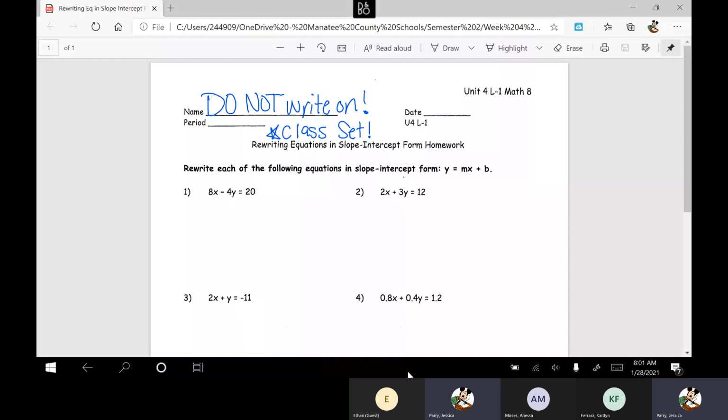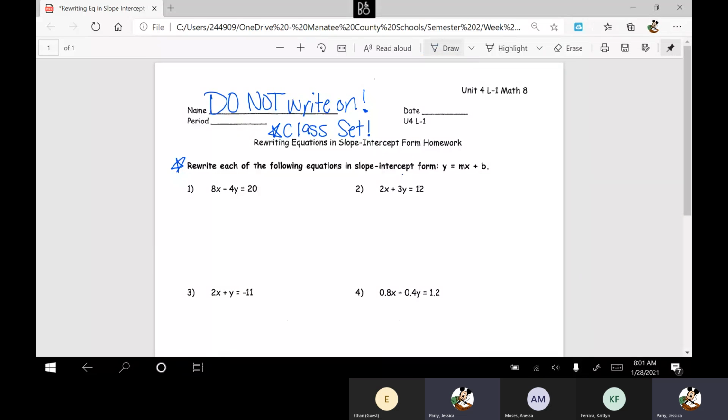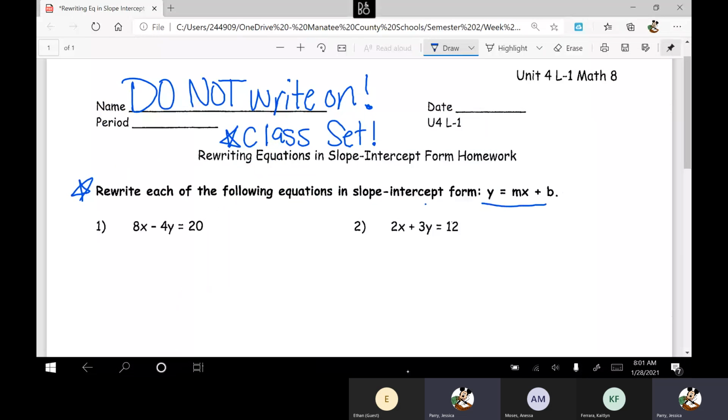This is our assignment for rewriting equations in slope-intercept form. Your directions are to rewrite each of the following equations in slope-intercept form. And remember, the equation for slope-intercept form is y equals mx plus b. So all 8 of these questions, in the end, need to say y equals mx plus b, but instead of m, you'll have a number, and instead of b, you'll have a number, okay? But for all of these, your final answer needs to say y equals, most importantly.